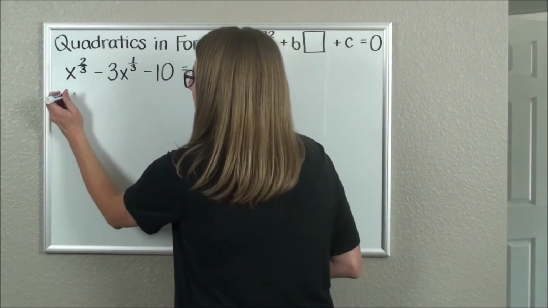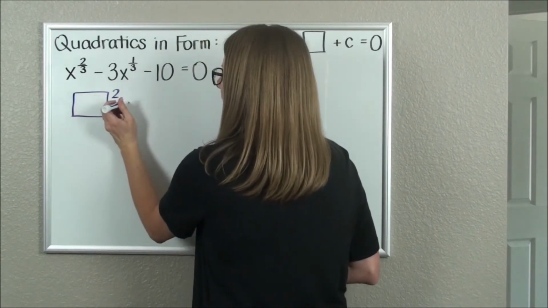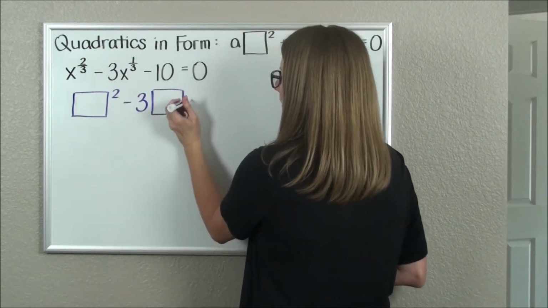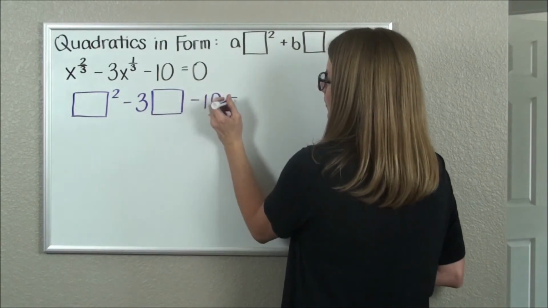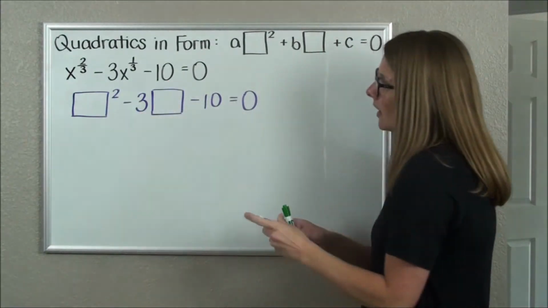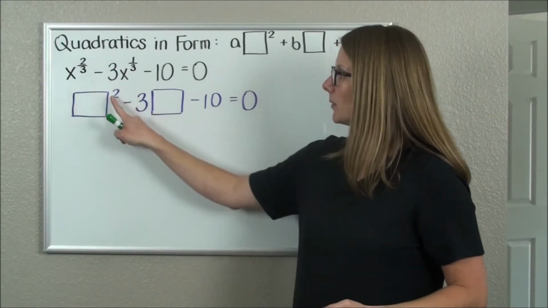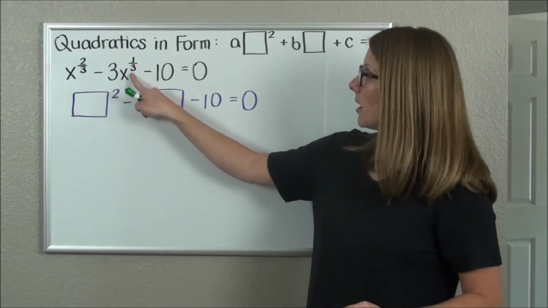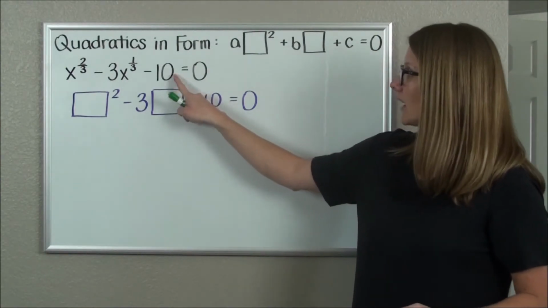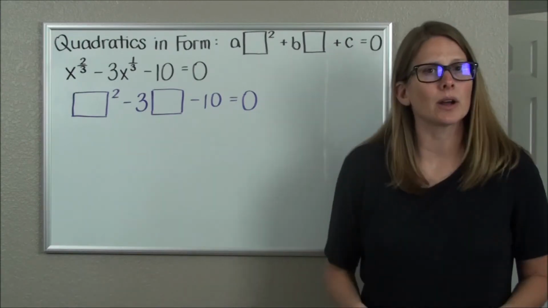I want to be able to view this equation as something squared minus 3 times something minus 10 equals 0. So again, I'm just pulling down my coefficients. The big exponent, the one that's higher than the other, will go with the square. The smaller exponent has no square on it. And the 10, the constant, just stays a constant with no box. But we need to figure out what goes in the box.